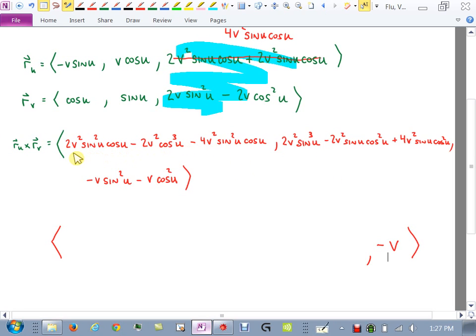Can I do anything on this first one? Well, let's see. 2V squared sine squared U cosine U, and then 4V squared sine squared U cosine U. Aren't those the same terms? I just have 2 of them here and minus 4 of them. Agreed? So I could really just say that's not there, right? And change this to a negative 2.